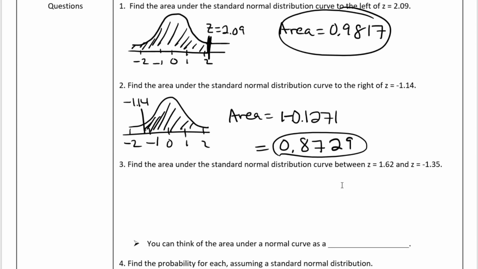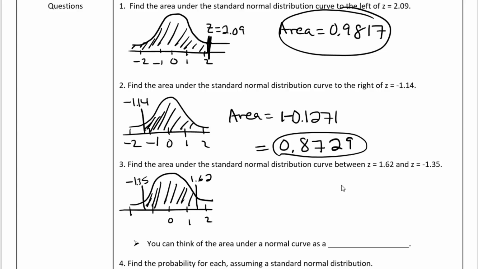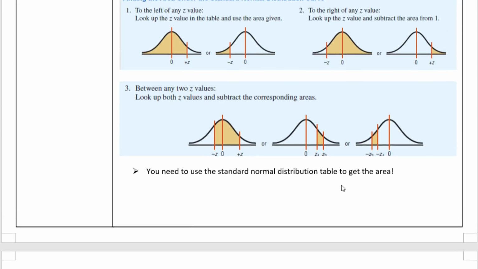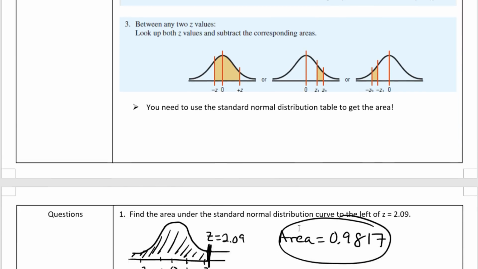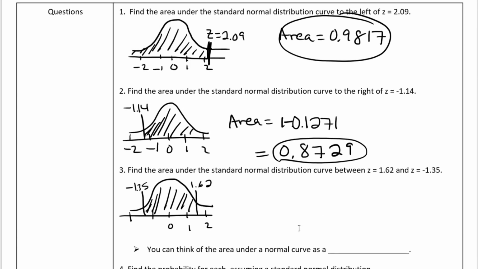All right, so now let's do the area between those two z-scores. So we've got 0, 1, 2, negative 1, negative 2. So we've got negative 1.35 and 1.62. So the area between those two. We need to find the two areas and subtract them. That's what it says here: look at both z-values and subtract the corresponding areas. So negative 1.35 and 1.62.